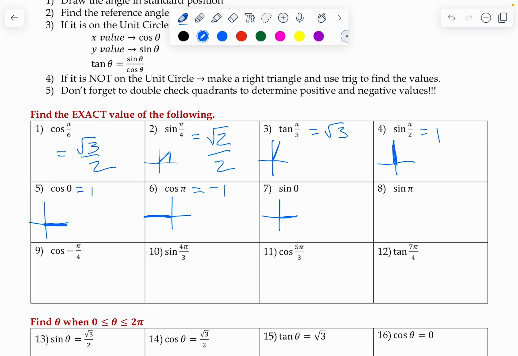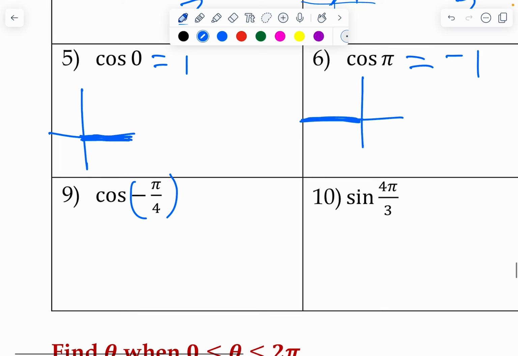Sine of 0, this is that angle. Sine is the y value. I didn't go up at all. That's equal to 0. Sine of pi, that's here. My y value, I didn't go up, I didn't go down. I'm equal to 0. Cosine of negative pi over 4.